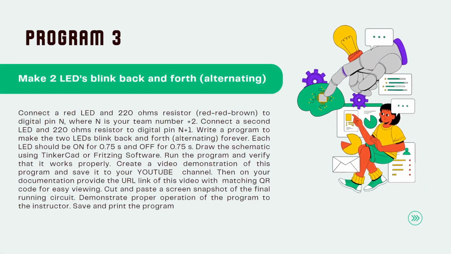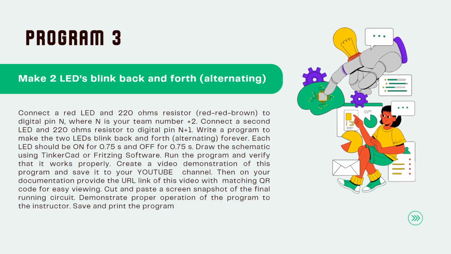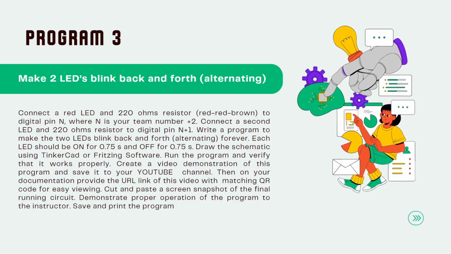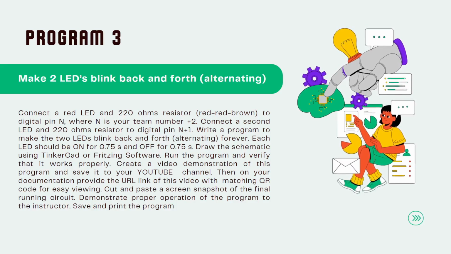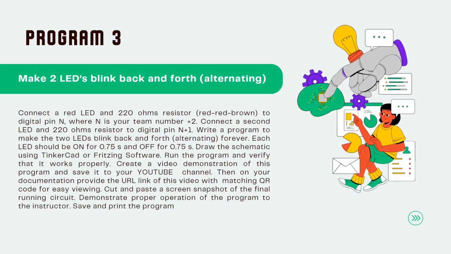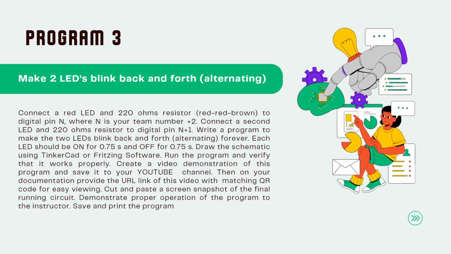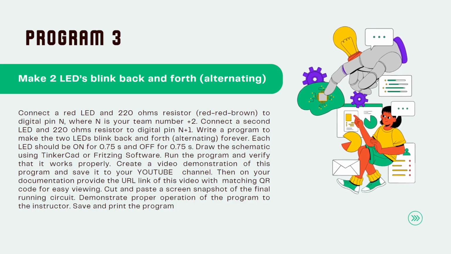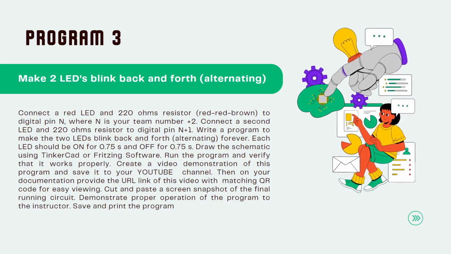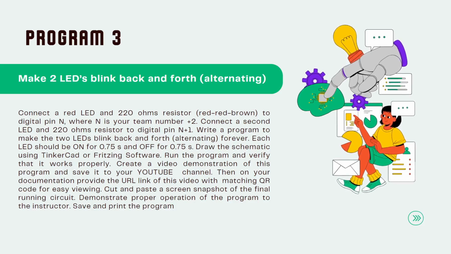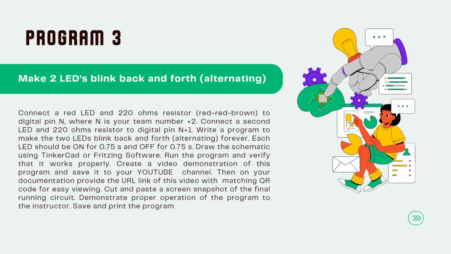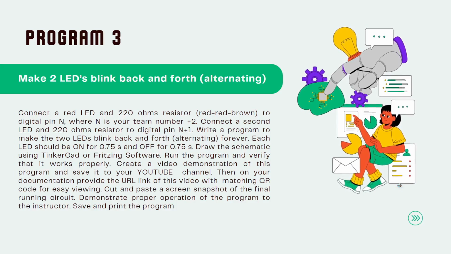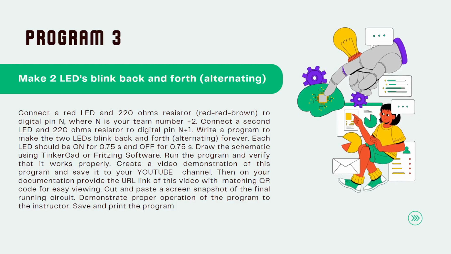Program 3 challenges you to make two LEDs blink back and forth indefinitely. Connect a red LED and a 220 ohm resistor to digital pin N, where N is your team number +2. Additionally, connect a second LED and a 220 ohm resistor to digital pin N +1. Write a program to alternate the blinking of the two LEDs forever, with each LED being on for 0.75 seconds and off for 0.75 seconds. Don't forget to draw the schematic using Tinkercad or Fritzing software, run the program to ensure proper functionality, and document your findings in your lab report.